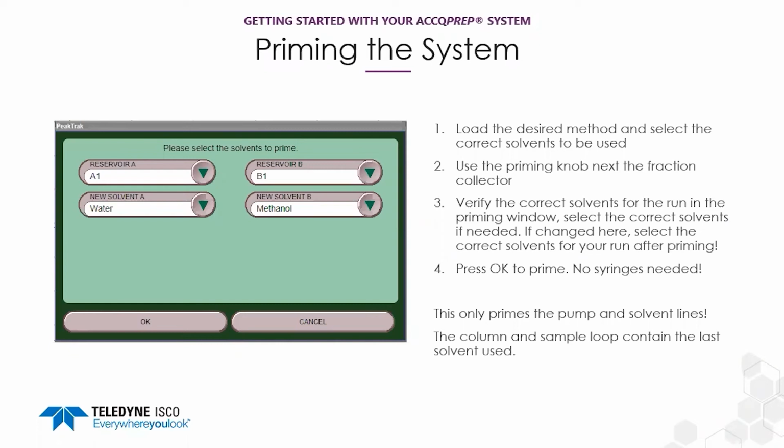The last slide used TFA. Before entering this screen, I changed the solvent bottles. My sample that I want to run now uses just plain water and methanol without TFA. So now I can change the solvent names when I prime the sample. The solvents listed in new solvent A and B are stored in the system configuration, and we will discuss this later.